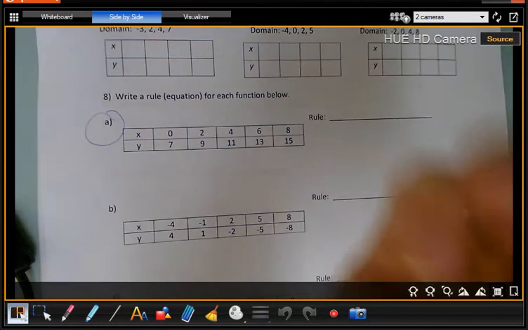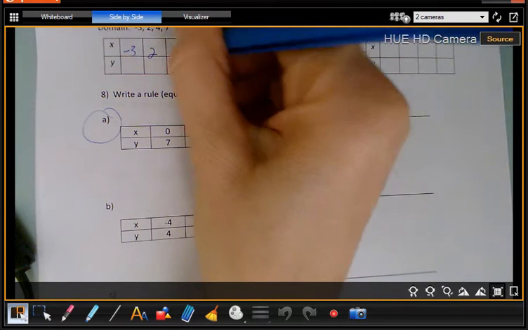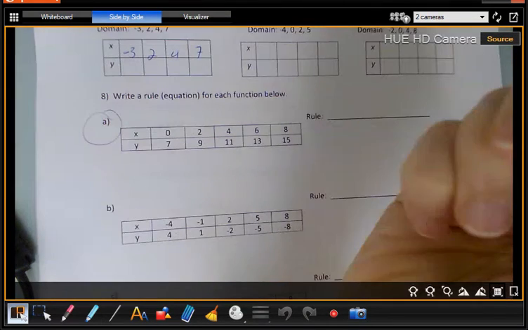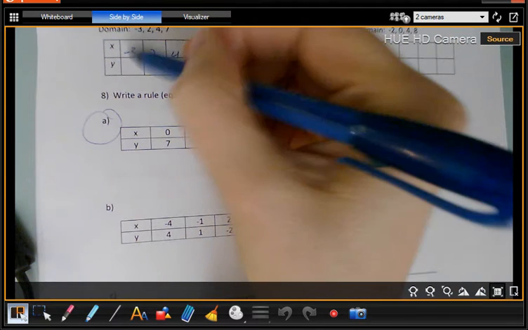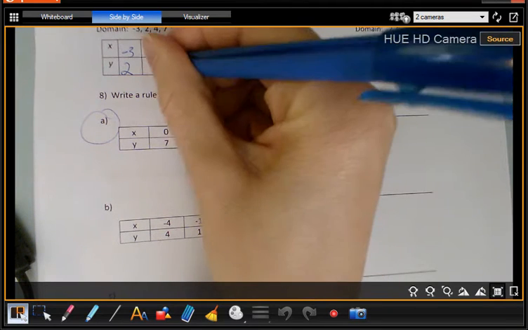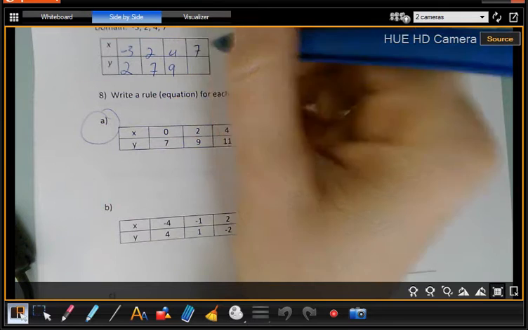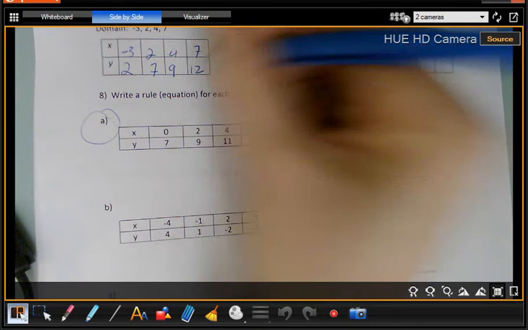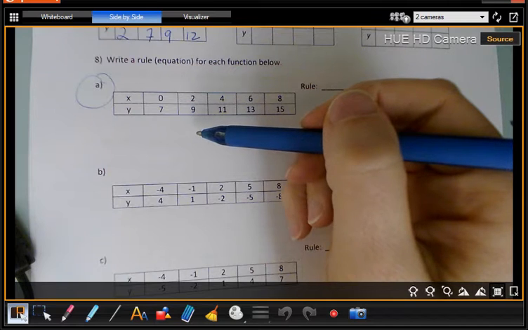Okay, we're going to do the same thing that we've done with other ones here. We're going to plug in negative 3, 2, 4, and 7 to this equation to find the y values that determines the range. Negative 3 plus 5 is 2. 2 plus 5 is 7. 4 plus 5 is 9. And 7 plus 5 is 12. Just right there.